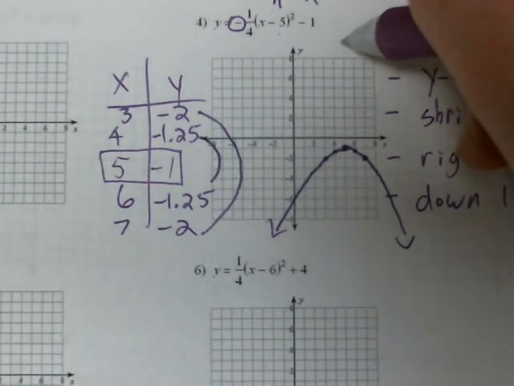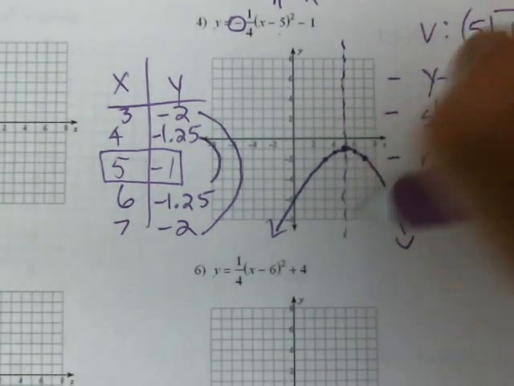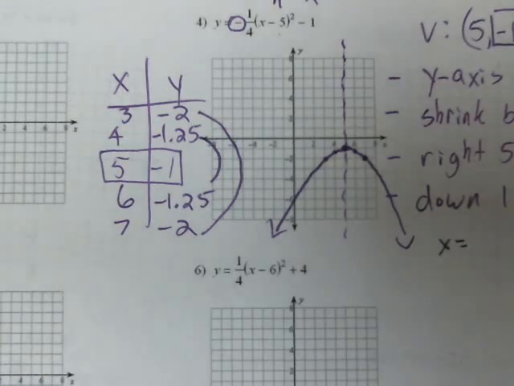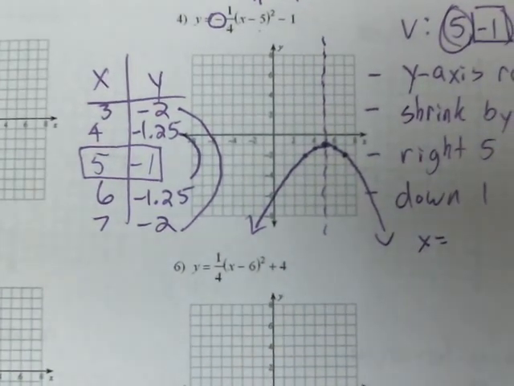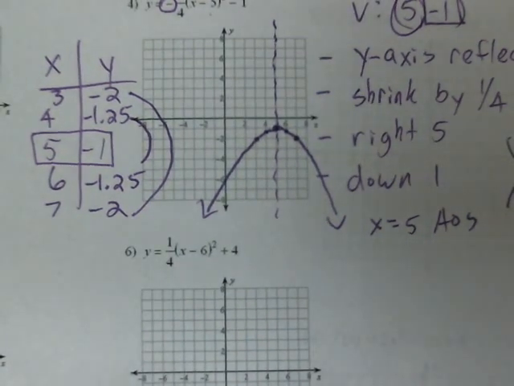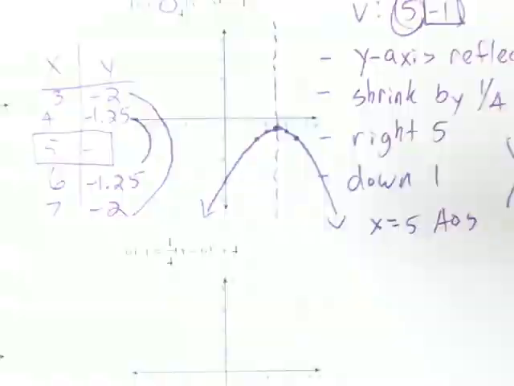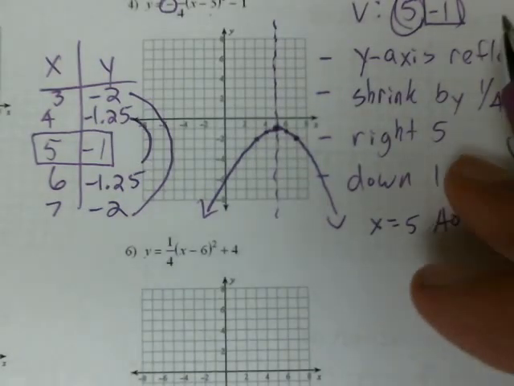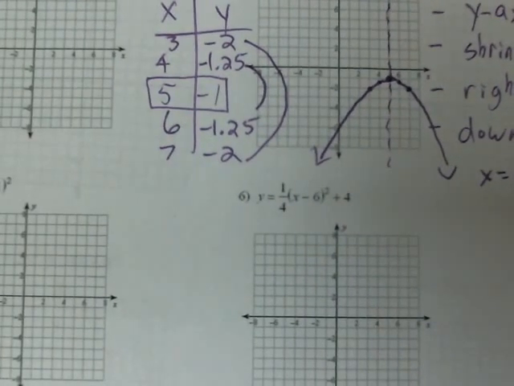Our axis of symmetry, by the way, would be x equals the x coordinate of the vertex. So x equals 5 for axis of symmetry. AOS, axis of symmetry. Okay, so I think that's all I need to do for these problems. I think you guys should be able to figure out how to do the rest of them.